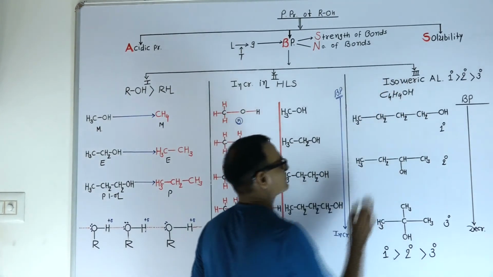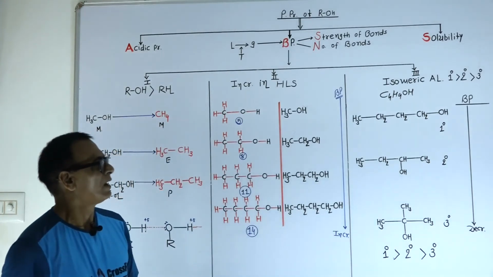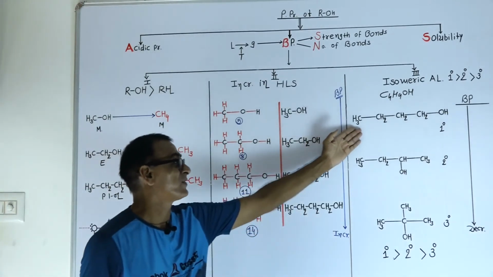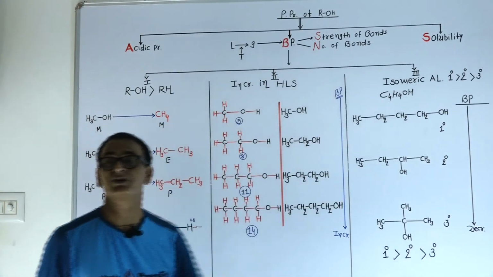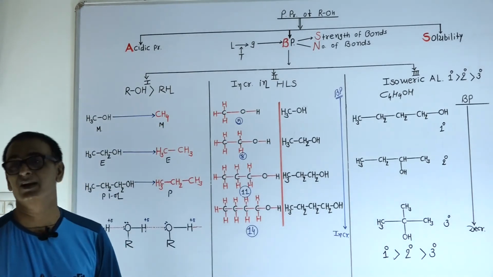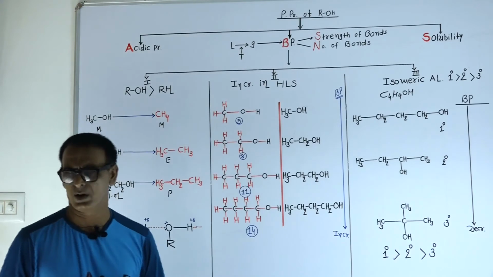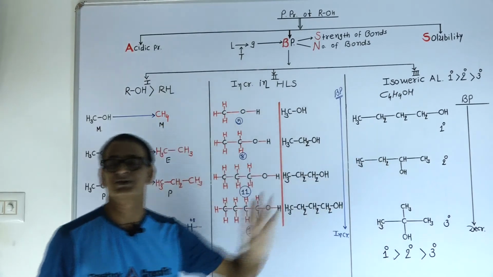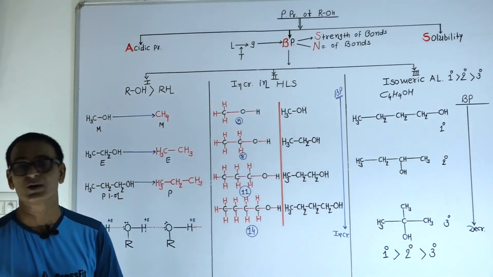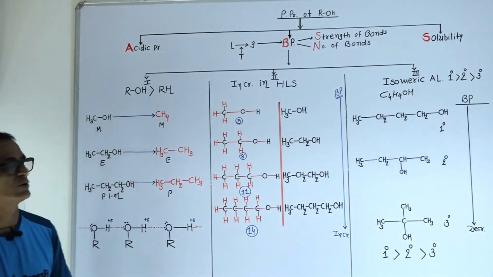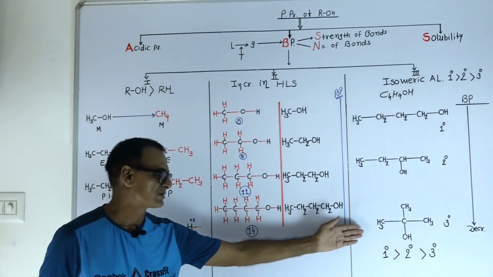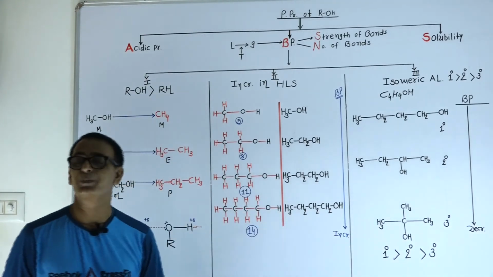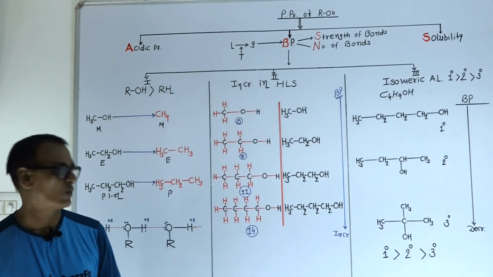C4H9OH. This is butyl alcohol. The structure of butyl alcohol: this is the first possible structure in which all four carbon atoms are arranged in a linear chain. It is known as but-1-ol. In the second case, the OH group is present on the second carbon. It is known as isobutyl alcohol, otherwise its IUPAC name is but-2-ol. And the third one is a tertiary alcohol, and its IUPAC name is 2-methylprop-2-ol.